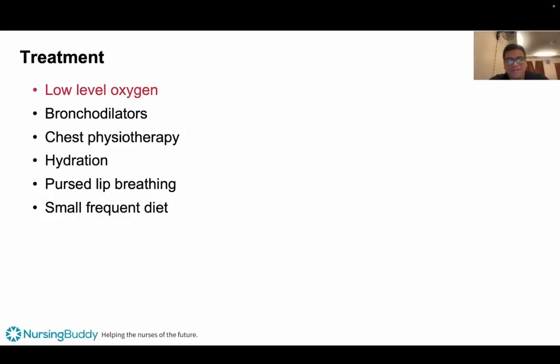Their breathing stimulus is actually oxygen, because for a very long time their body has been used to having very low oxygen. So we manage them through low level oxygen. That's why when a known asthmatic patient comes into our emergency room, usually it's low level oxygen, so low level din po ang kanilang oxygen saturation. We also give them bronchodilators. We do chest physiotherapy, hydration, pursed lip breathing, and also small frequent diet.